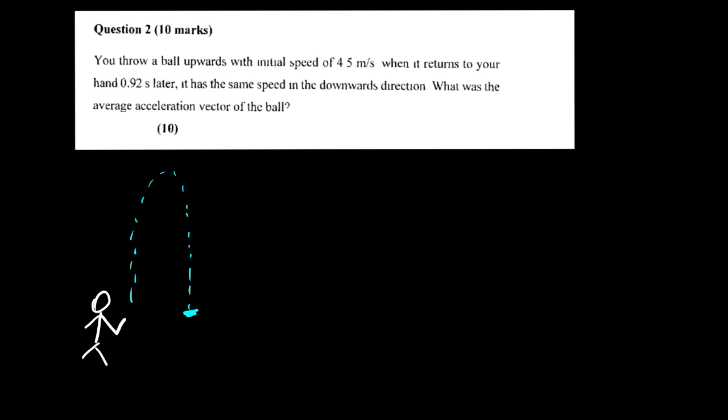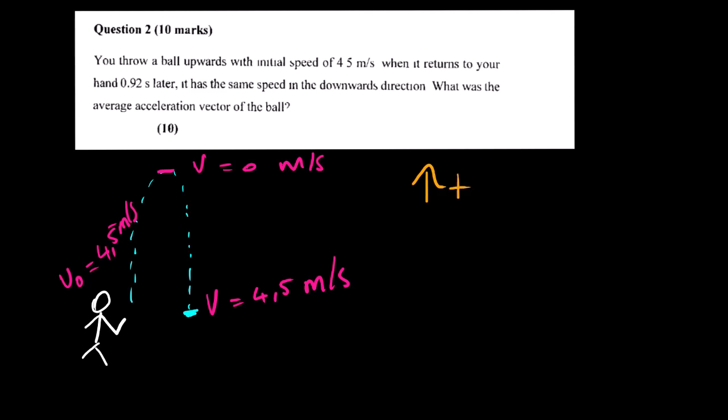Writing down the data, we know that the initial velocity is 4.5 meters per second. Then it will reach the maximum, where our velocity will be 0 meters per second. It goes down, and then we are going to have 4.5 meters per second. Remember, we are dealing with vectors, so we need to consider the direction. So we take up as positive and down as negative. So we do agree that this will be positive 4.5 and this will be negative 4.5.